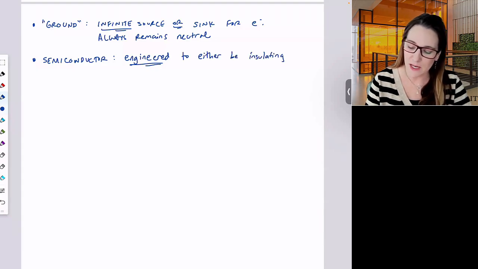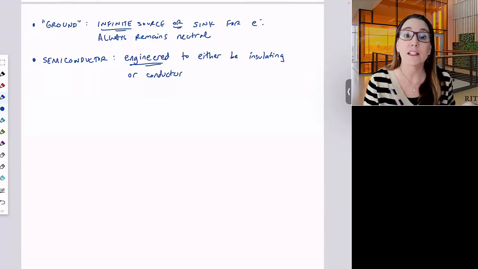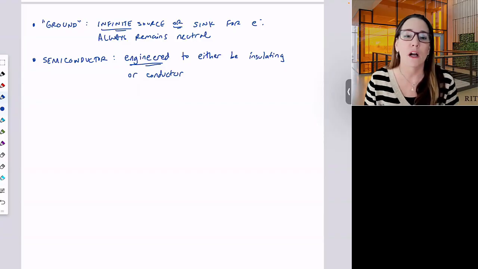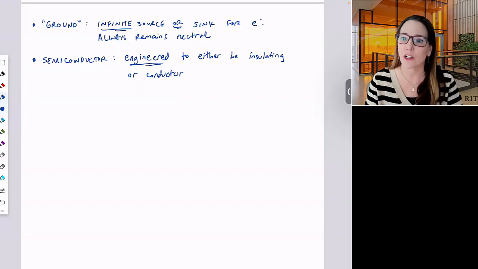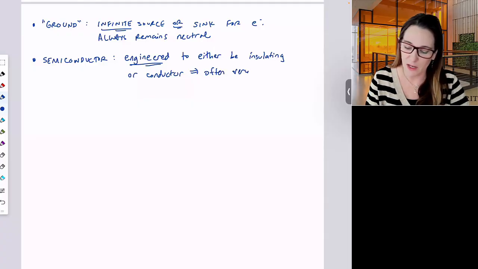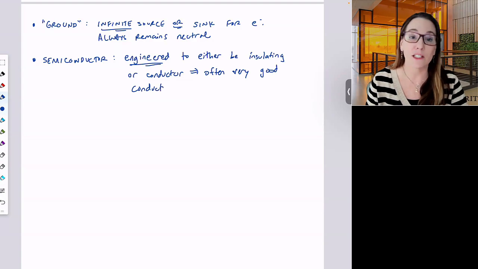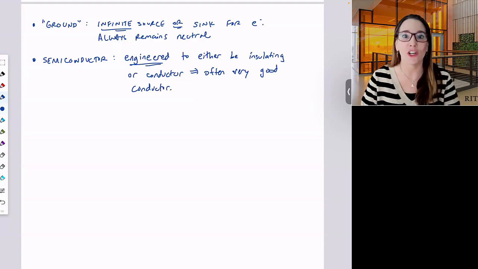So we can make it a good conductor by adding different atoms in place of some other atoms. Say in silicon we can add boron, and then that actually makes it have these positive charge carriers as a conductor, and it can often be a very good conductor once it's engineered to do so. And when we get into magnetism, we actually take a little bit of a deeper dive into some semiconductor type materials.